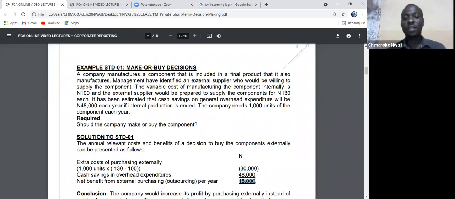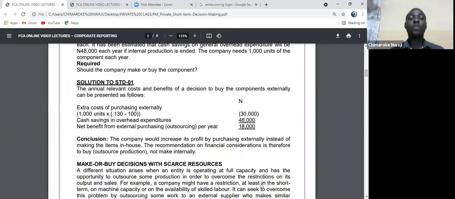So you see, if you have not stopped doing that thing internally, you won't spend this 30,000 naira, but 48,000 naira to you will be lost. So since the net benefit of stopping it is 18,000 naira, it means, conclusion, the company would increase its profit by purchasing externally instead of making the item in-house.